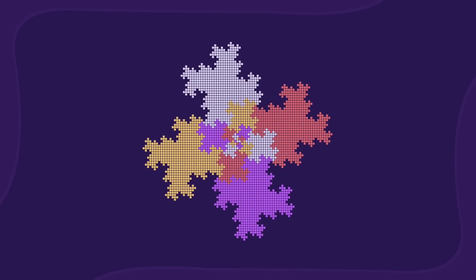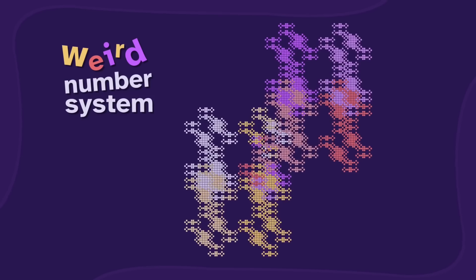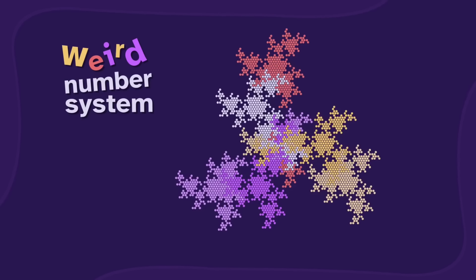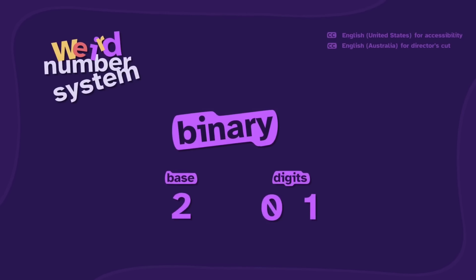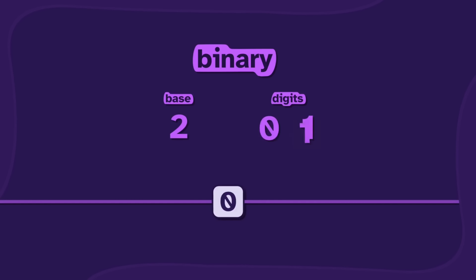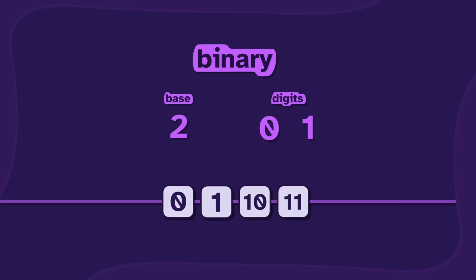Check out this fractal. It's created by a weird number system. If we change the system, we get a new fractal, such as this one or this one. It's like binary, which uses base 2 and the digits 0 and 1. On the number line, we have 0 and then 1, but that's all the digits. We're using base 2, so we write 2 as 1, 0. Then 3 is 1, 1.